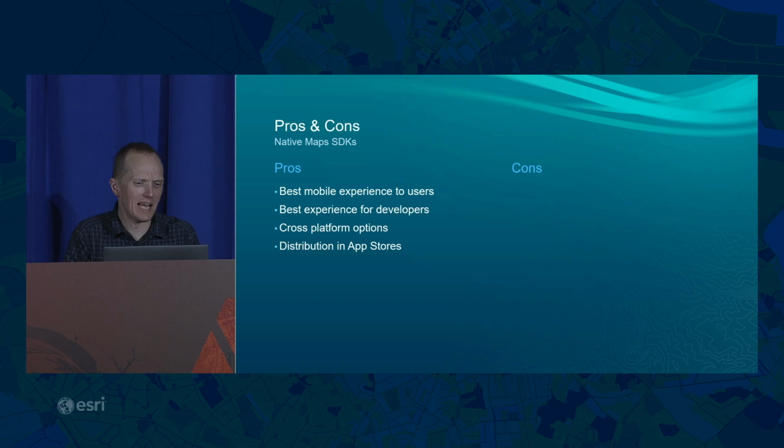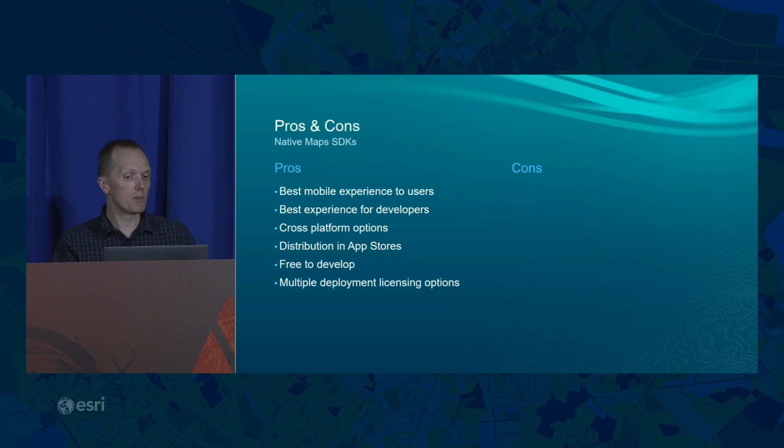The native Maps SDKs enable you to distribute your apps via app stores. The native Maps SDKs are free to develop with, although, like I said, think about the actual licensing of the IDE or development environment that you may be using. And then there are multiple deployment licensing options for applications that you build with our SDKs. So we support license strings if your application is going to essentially be completely offline, or you're deploying it to users that don't have named users or known identities within the ArcGIS system. But you can also license applications by having a user sign into ArcGIS.